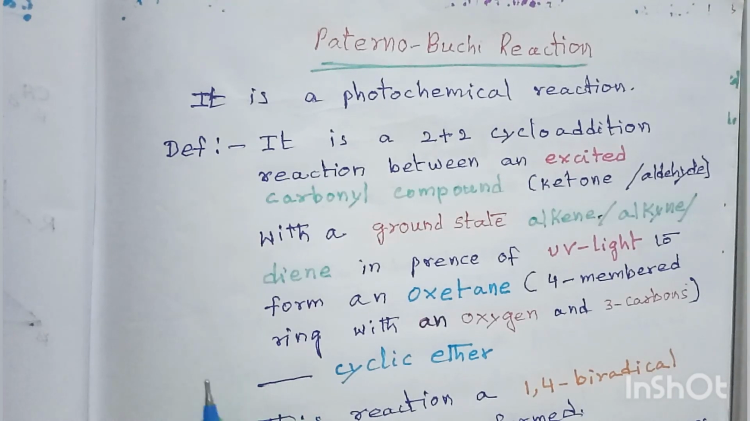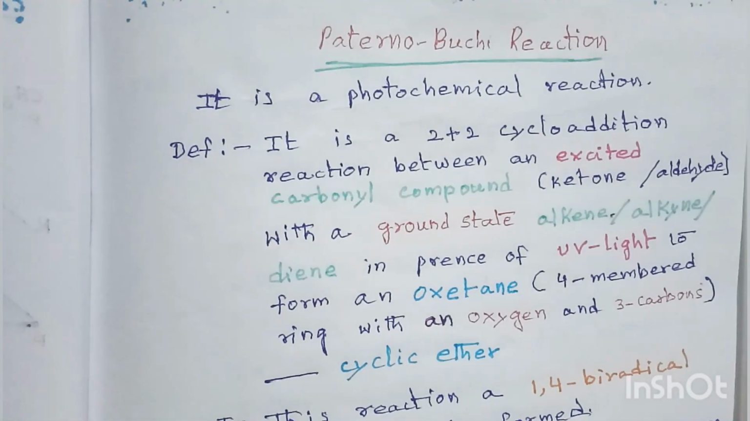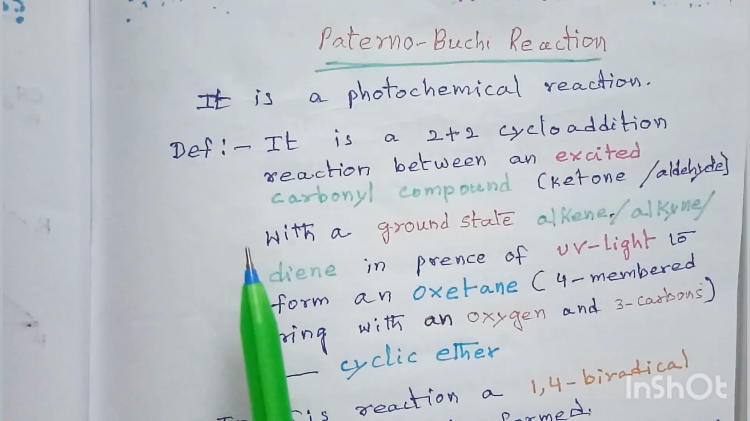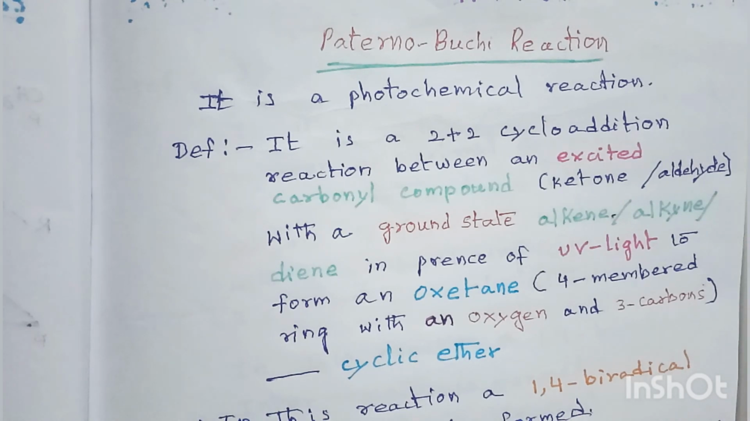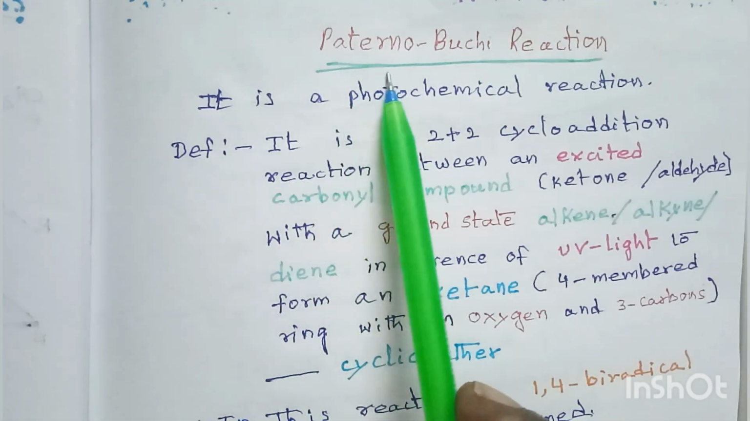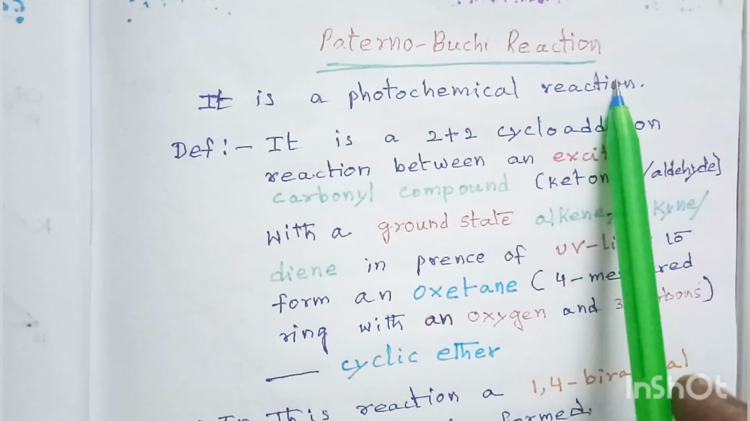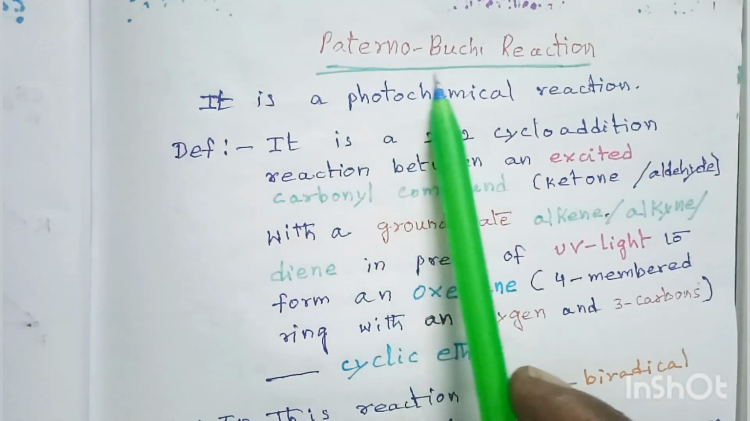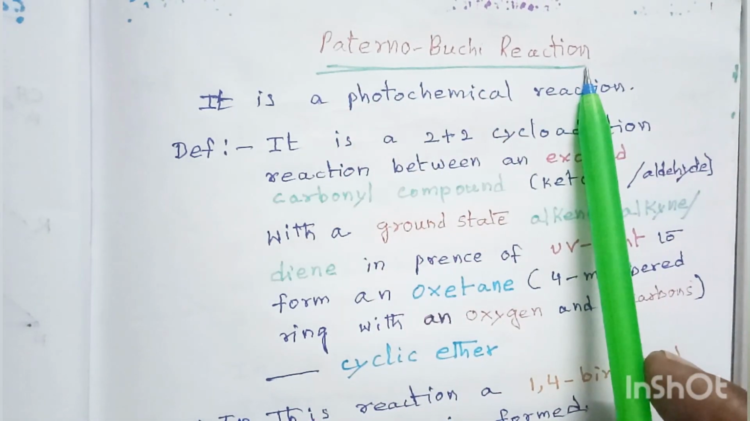In our previous videos, we have learned about Norrish type 1 reactions, Norrish type 2 reactions and beta cleavage reactions. Today we learn about another photochemical reaction of carbonyl compounds, which is called Paterno-Buchi reaction.